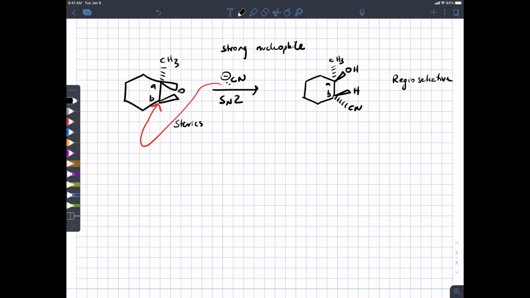Okay, so when you're using a strong nucleophile and when your leaving group is a negatively charged oxygen, sterics matter most.